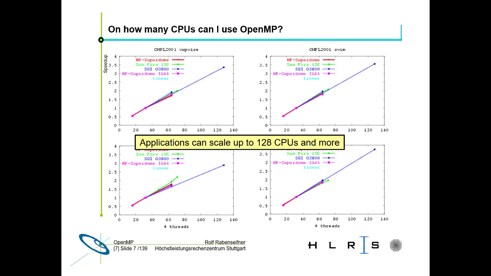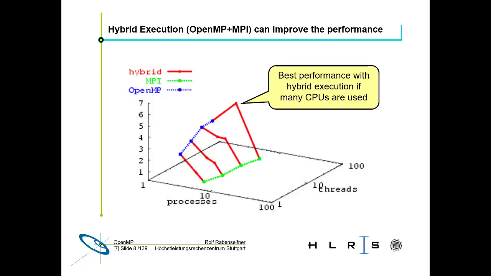Here are some examples of the scaling behavior of OpenMP applications, but of course your mileage may vary, because basically writing efficient OpenMP applications is not that trivial. But given good programming and let's say a problem that lends itself to an OpenMP approach, you can actually get a very good performance. And of course, you get typically the best performance with hybrid execution if you're using many CPUs.